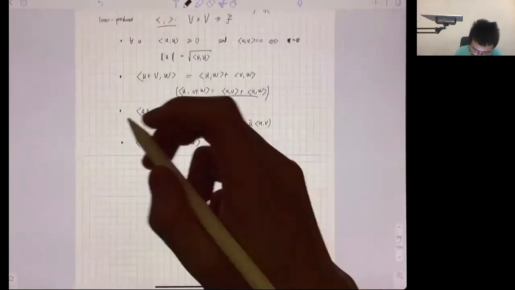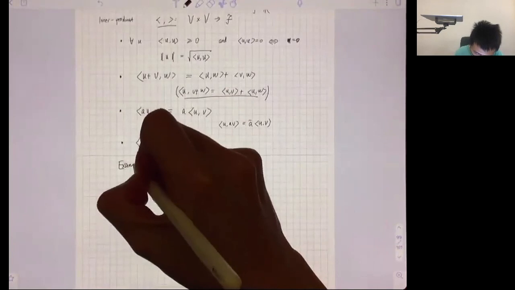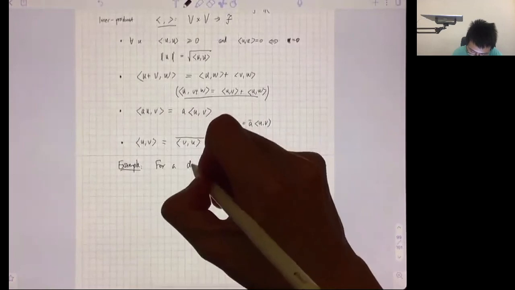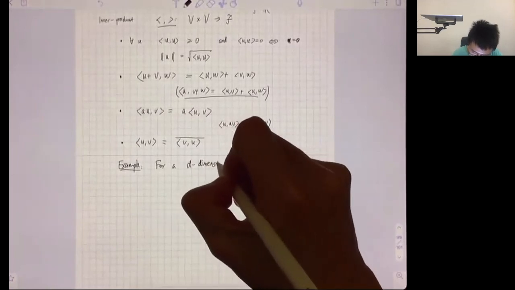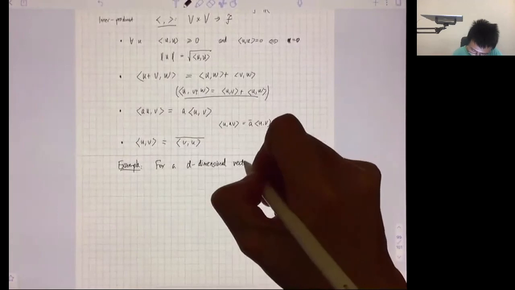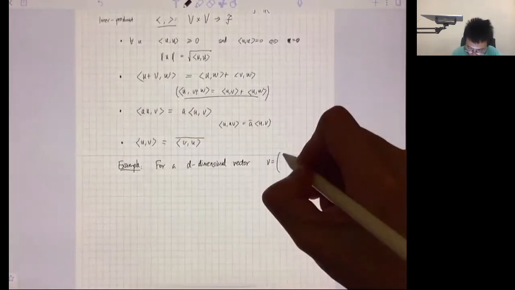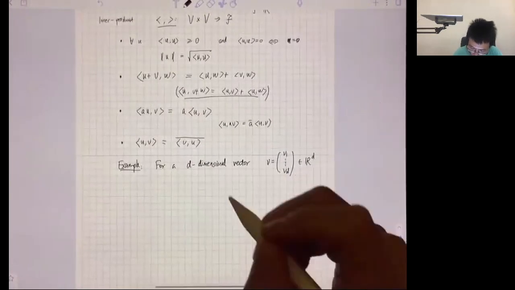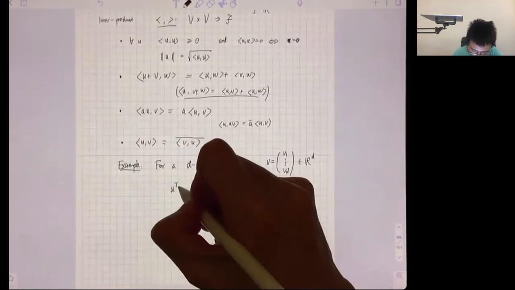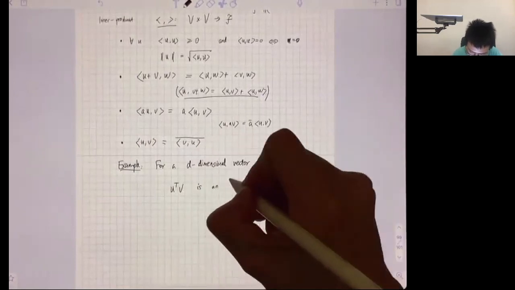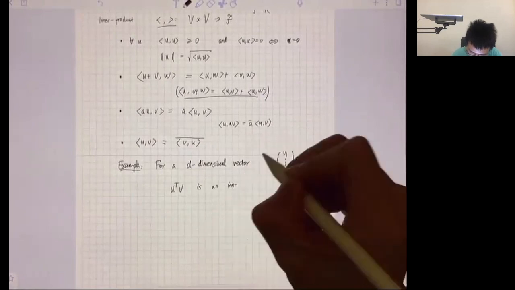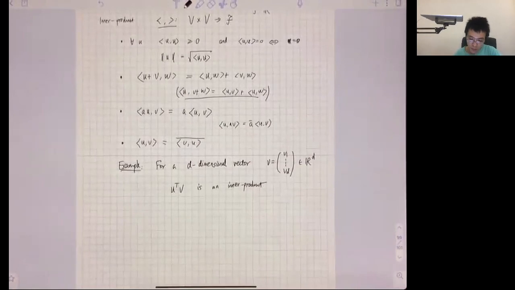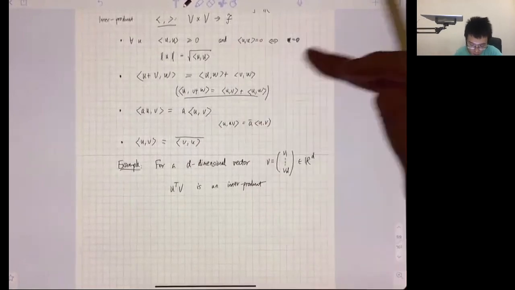Example. For a d-dimensional vector, V is, for example, V1 up to VD. Let's talk about the real number, okay? Then U transpose V is an inner product. So you can verify all the things here.